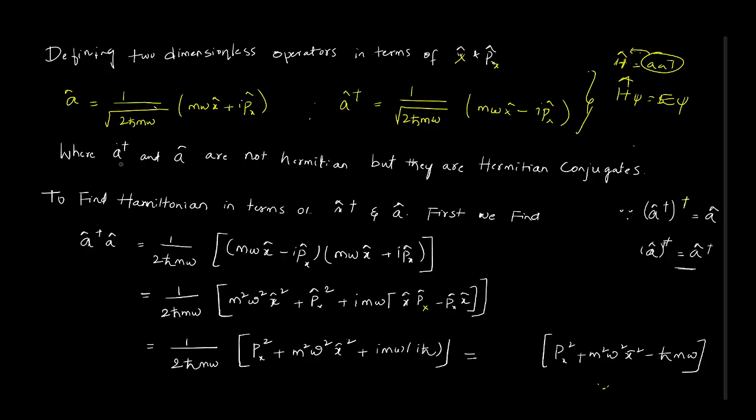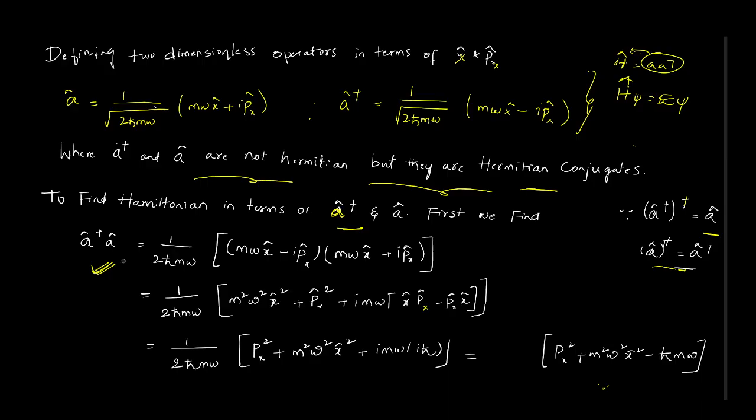Here a and a dagger are not Hermitian. These are non-Hermitian operators, but they are Hermitian conjugates. So a dagger of dagger will be a cap, that is, (a dagger) dagger equals a. To find the Hamiltonian in terms of a dagger and a, first we need to find a dagger into a, and a into a dagger.